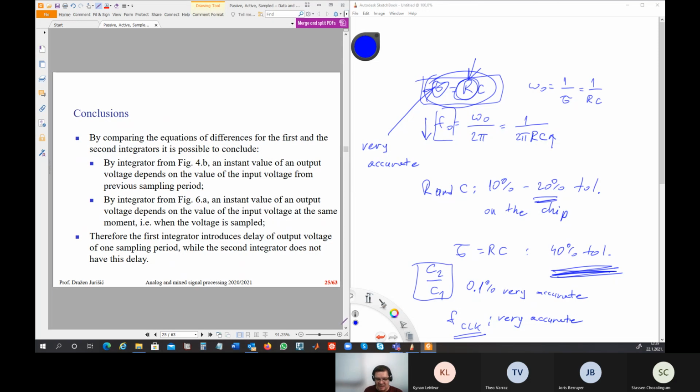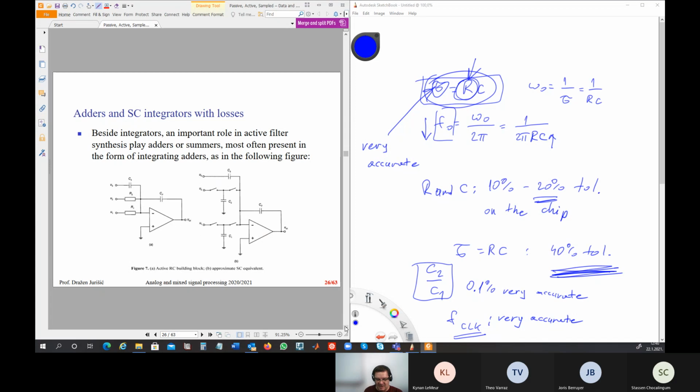We can again have a very fast conclusion. By comparing the equations of differences for the first and second integrators, it is possible to conclude: in the integrator for figure 4b, an instant value of an output voltage depends on the value of the input voltage from the previous sampling period. And in the second case, an instant value of an output voltage depends on the value of the input voltage at the same moment. So this is the only difference. It's not so important to analyze it. Therefore, the first integrator introduces a delay of output voltage of one sampling period, while the second integrator does not.